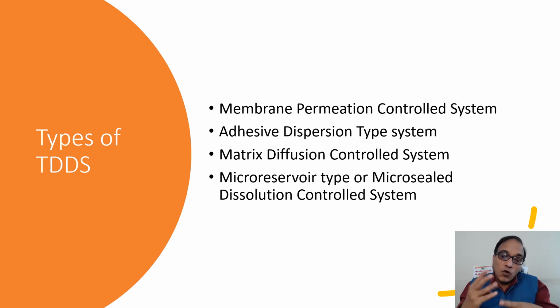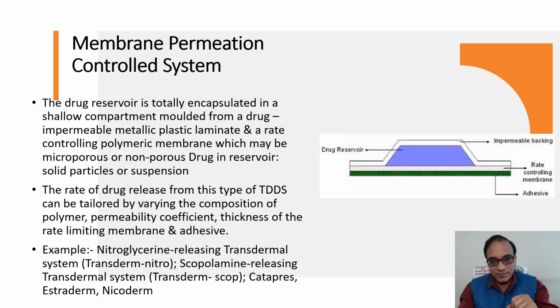However, there are four major classes of transdermal drug delivery systems depending on their diffusion or release characteristics: membrane permeation control system first, adhesive dispersion type system, then matrix diffusion control system, and micro reservoir type or microsealed dissolution control system. Now let's discuss them one by one. First is the membrane permeation control system.